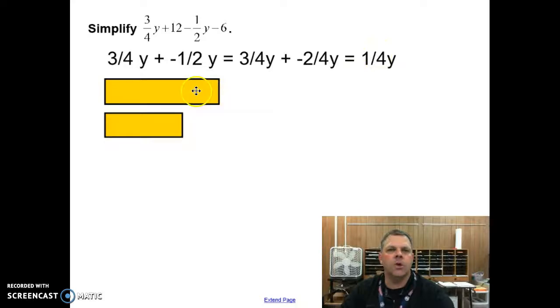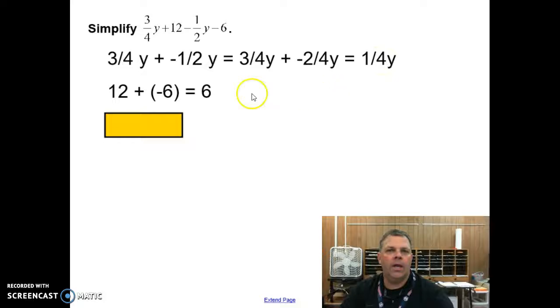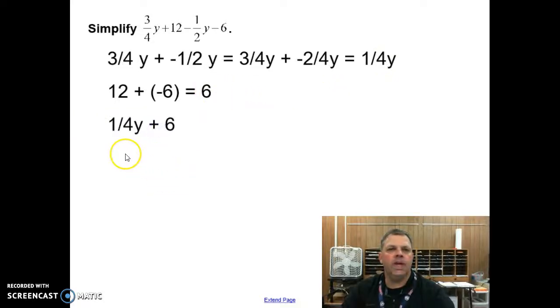We must also put the like terms of 12 and negative 6 together. Therefore, 12 plus negative 6 equals 6. Our last step is to take what we have from the like terms of y, 1/4 y, and the like terms of the numbers, 6, and put those together. Therefore, our final answer is 1/4 y plus 6.